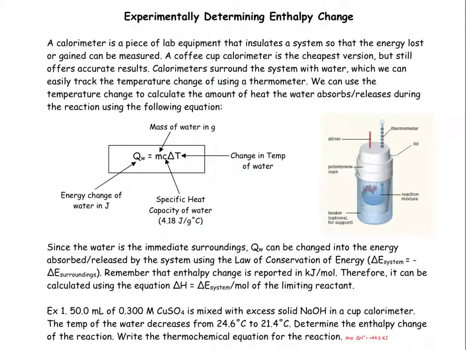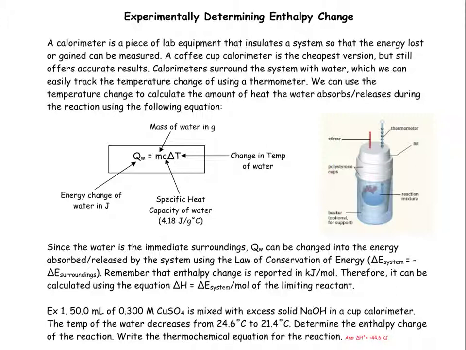A calorimeter is a piece of lab equipment that insulates the system so that the energy lost or gained can be measured. A coffee cup calorimeter is the cheapest version, but still offers very accurate results. Calorimeters surround the system with water, which we can easily track the temperature of using a thermometer. We can use the temperature change to calculate the amount of heat the water absorbs or releases during the reaction using the following equation. Q equals mc delta T.